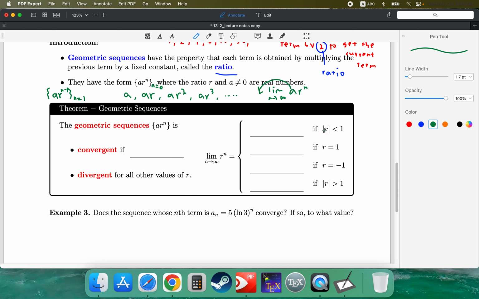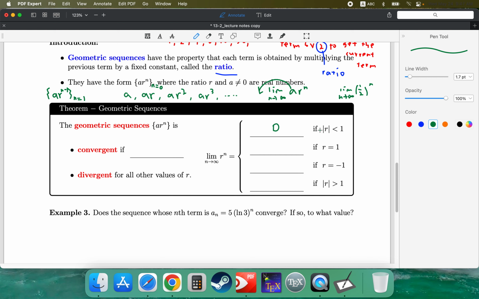Okay, now we have 4 cases. You can plug in some numbers and verify these results. So let's say the absolute value of r is less than 1. You can try 1/2. So the limit of 1/2 to the nth power as n goes to infinity. That means you need to multiply 1/2 by 1/2 infinitely many times. So 1/2 times 1/2 is 1/4. 1/4 times 1/2 is 1/8. 1/8 times 1/2 is 1/16. You just keep doing this, and eventually the limit will go to 0.